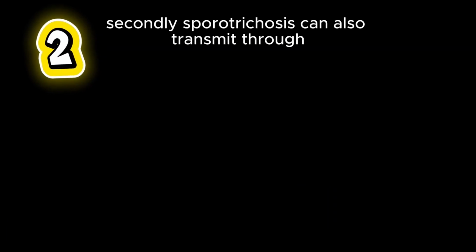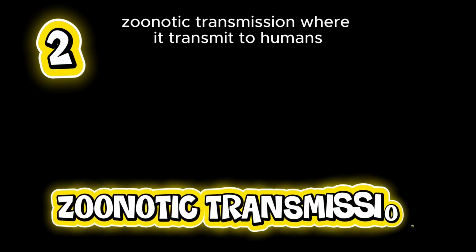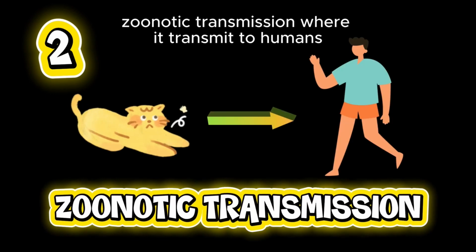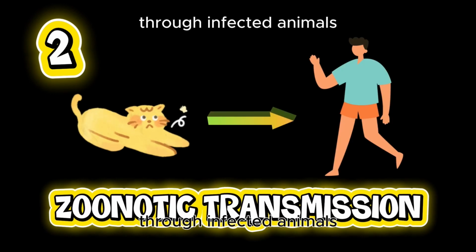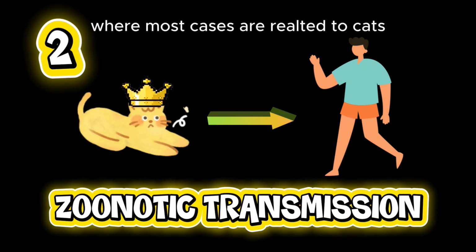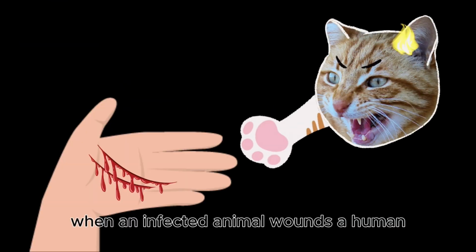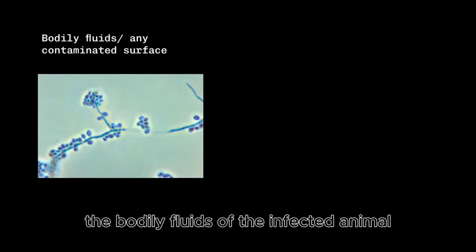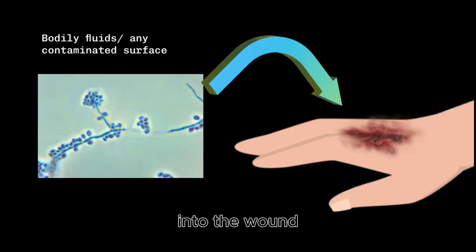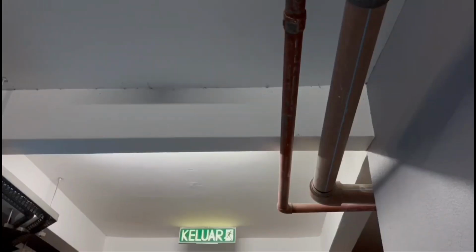Secondly, sporotrichosis can also transmit through zoonotic transmission, where it transmits to humans through infected animals, where more cases are related to cats. When an infected animal wounds a human, the fungus can be introduced from the bodily fluids of the infected animal into the wound. Other routes will also cause sporotrichosis, but they are not common in our everyday life.